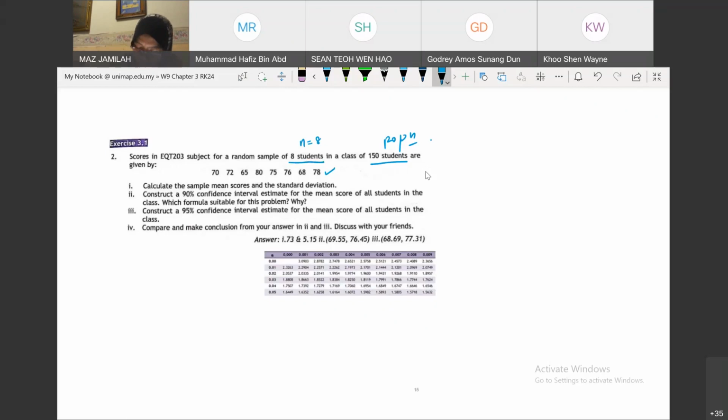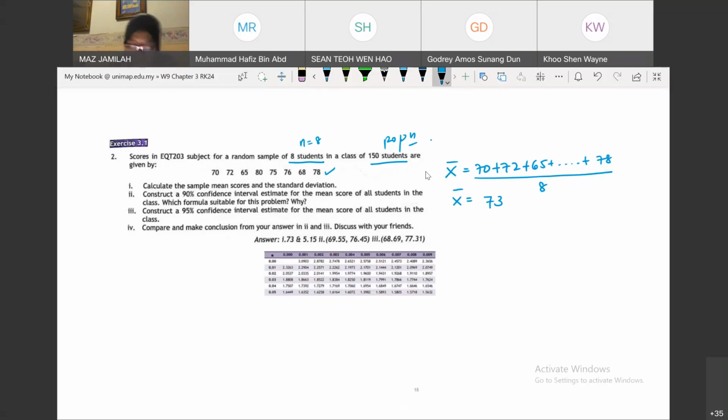So how? x bar would be 70 plus 72 plus 65 plus dot until 78, divided by 8 or 150? Divided by 8, because we are talking about a sample, right? We are talking about x bar. So your x bar is given by 73.